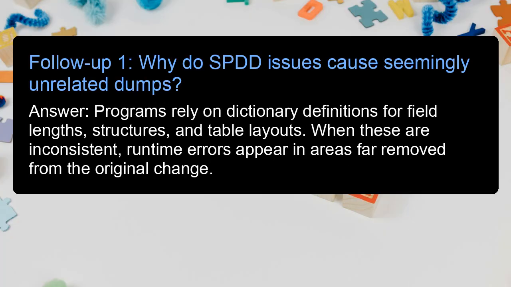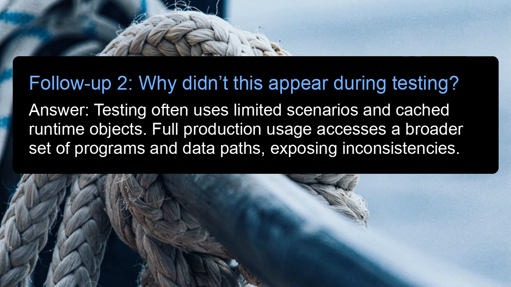Follow-up 1. Why do SPDD issues cause seemingly unrelated dumps? Answer: programs rely on dictionary definitions for field lengths, structures, and table layouts. When these are inconsistent, runtime errors appear in areas far removed from the original change. Follow-up 2. Why didn't this appear during testing? Answer: testing often uses limited scenarios and cached runtime objects. Full production usage accesses a broader set of programs and data paths, exposing inconsistencies.